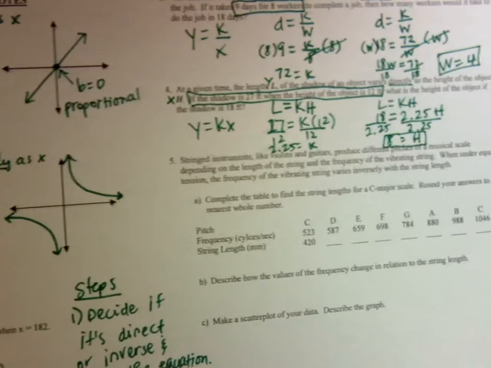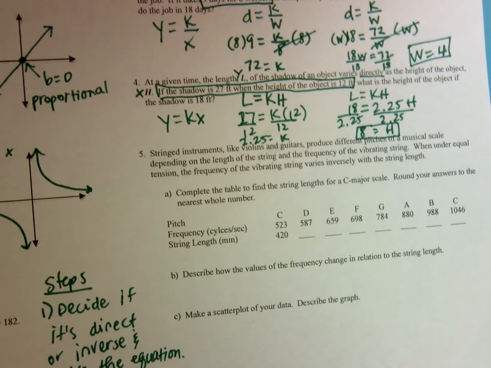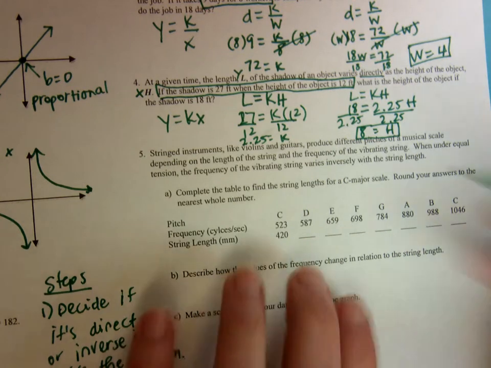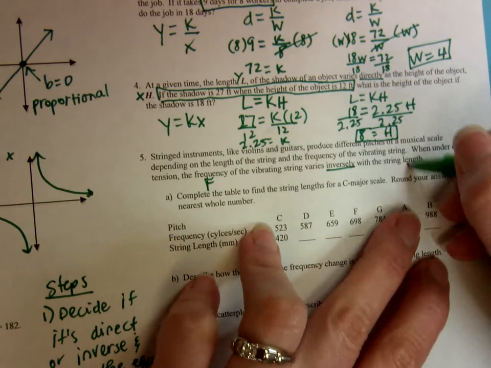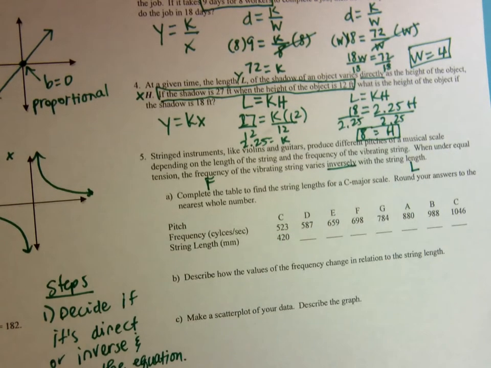All right, so number 5 is the same thing. It's just a little bit more of a situation problem here. It says stringed instruments like violins and guitars produce different pitches of a musical scale depending on the length of the string and the frequency of the vibrating string. When under equal tension, the frequency, F, varies inversely with the string length. So how would we write that equation?